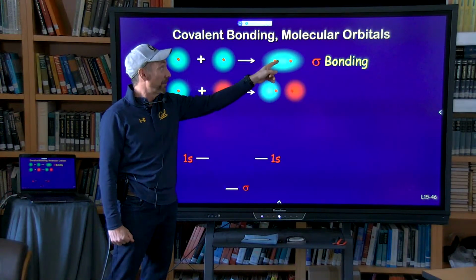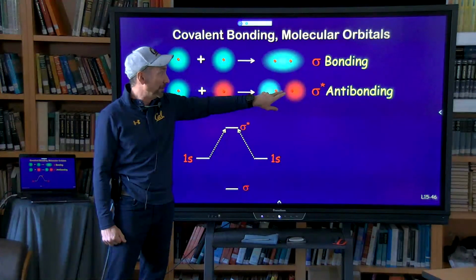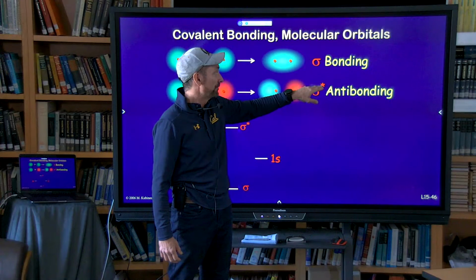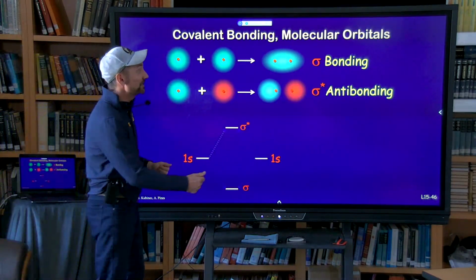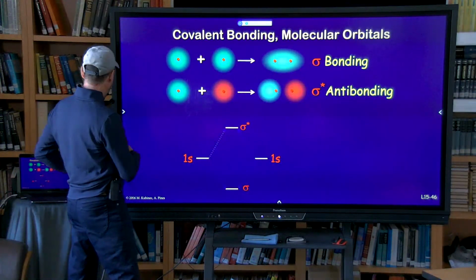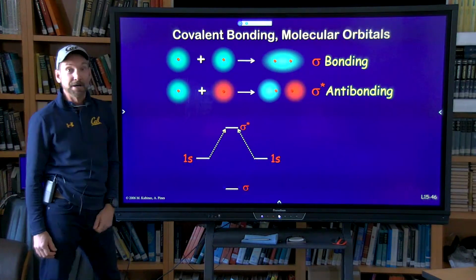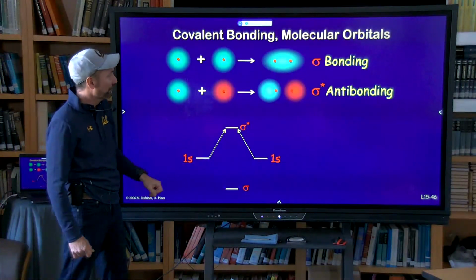The electrons don't go here, they go here. This orbital is available. It's called an antibonding orbital. We give it the symbol sigma star. But the electrons don't go there. It's higher in energy than the sigma bonding. So there's this sigma star antibonding orbital that also forms.